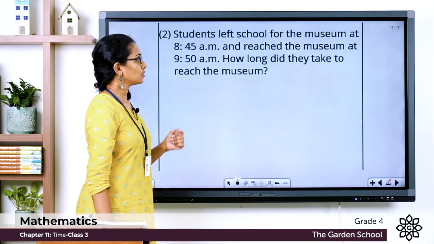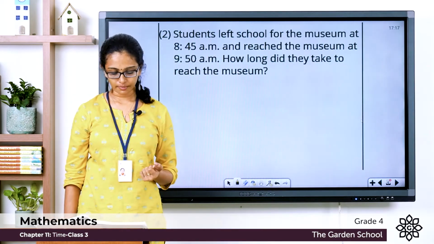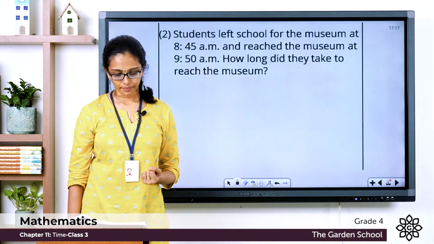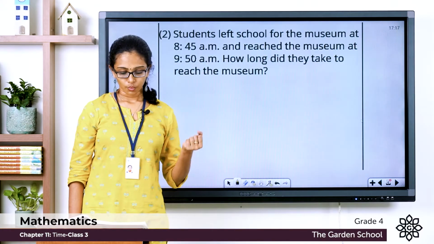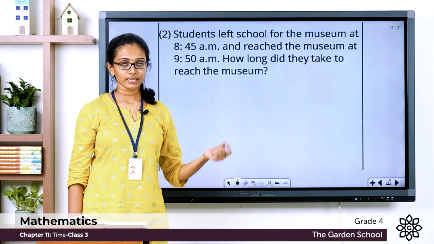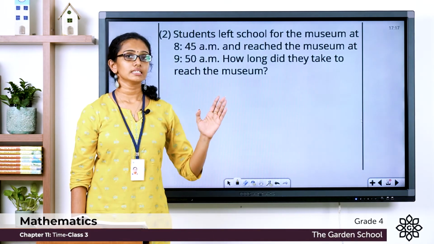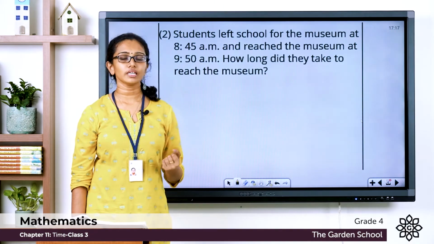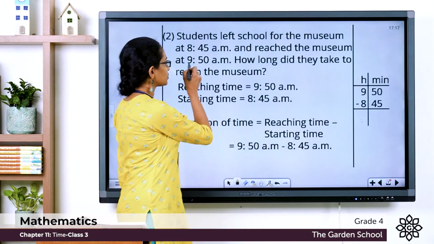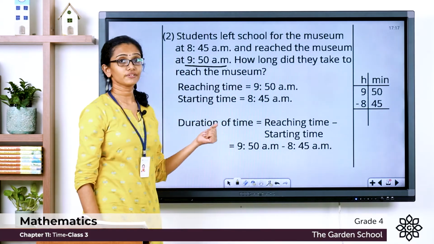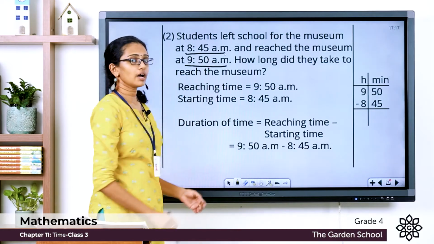Students left school for the museum at 8:45 a.m. and reached the museum at 9:50 a.m. How long did they take to reach the museum? So, what is given in the question? We have a starting time and we have a reaching time. So, how to find out the duration? Just subtract the starting time from the reaching time. So, let's write the steps. The reaching time is equal to 9:50 a.m. and the starting time is equal to 8:45 a.m.